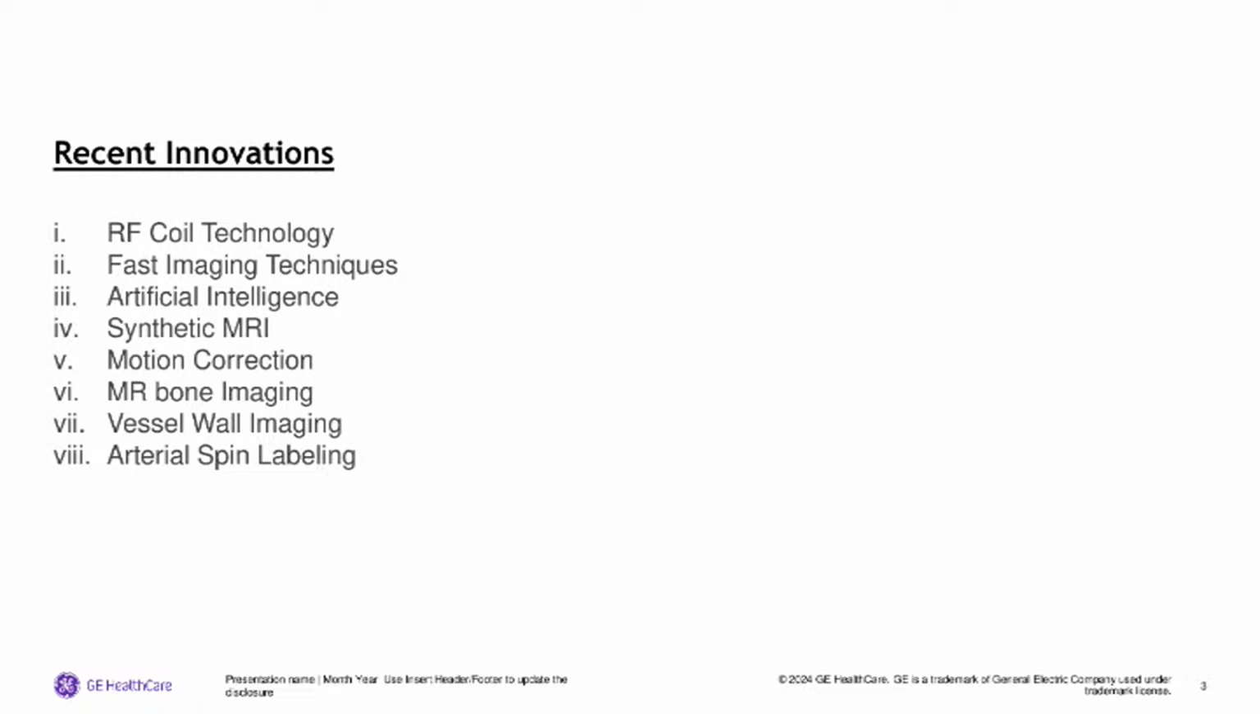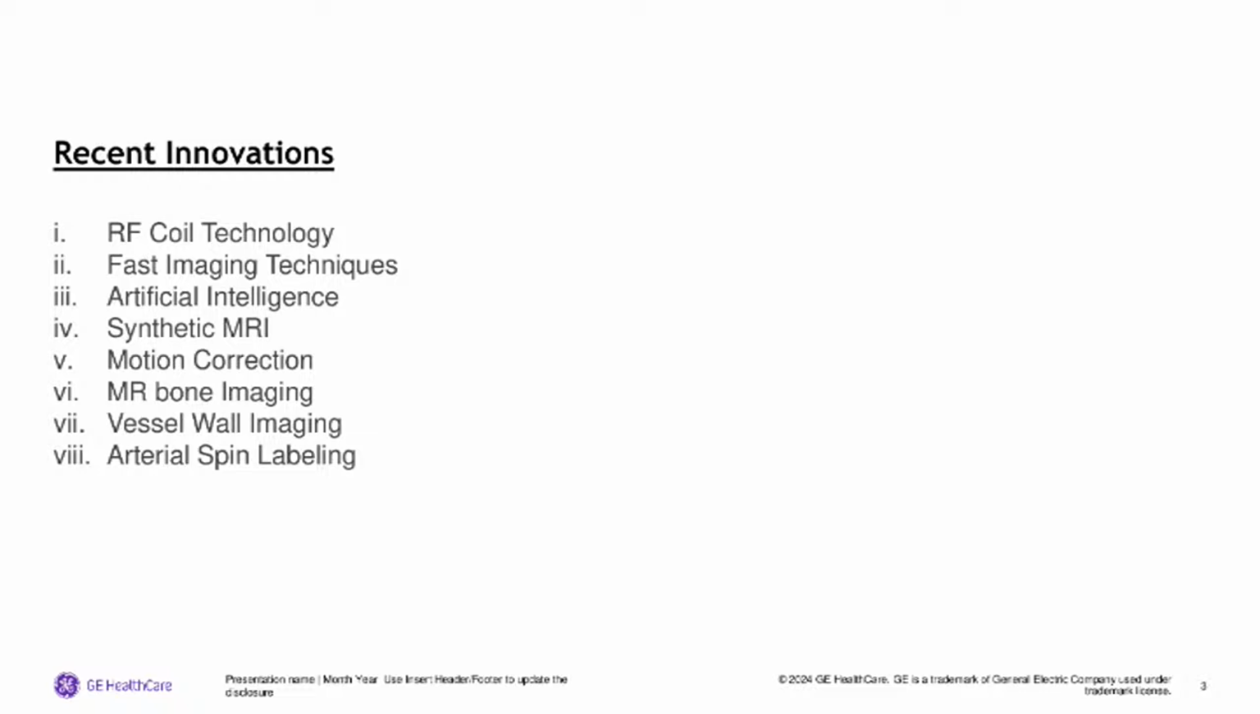So I'll start on the RF technology. RF coils are the critical components of the MRI. They are basically like the eyes of the MRI, and they help us to broadcast and receive signal. So we use the RF coils to send the signal to the patient, and we use the RF coils to receive the signal from the patient before we can localize it.